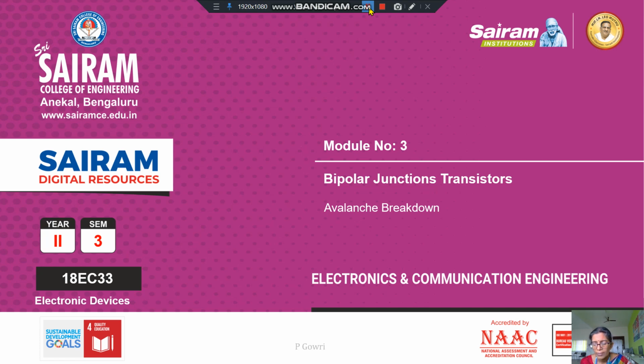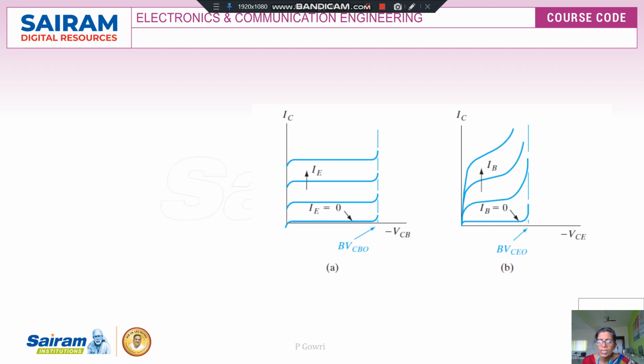We know that in a diode we have two types of breakdown mechanism: avalanche breakdown and Zener breakdown. Zener breakdown is due to a heavily doped region where the rupturing of covalent bonds takes place; we can explain it in terms of the tunneling process. But here the collector to base junction is reverse biased, and there is no heavy doping. So Zener breakdown is ruled out in the reverse biased collector to base junction. The main important phenomenon to be learned here is avalanche breakdown.